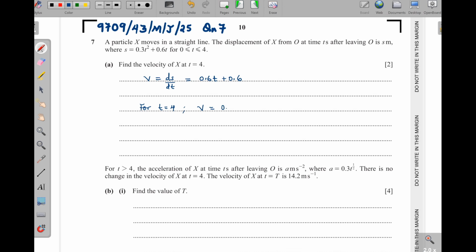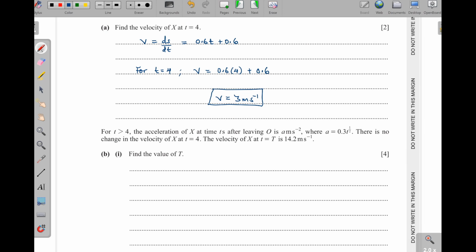It is going to be 0.6 times 4, which will be 2.4, then 2.4 plus 0.6, and the answer becomes 3. So we have 3 meters per second, as simple as that.